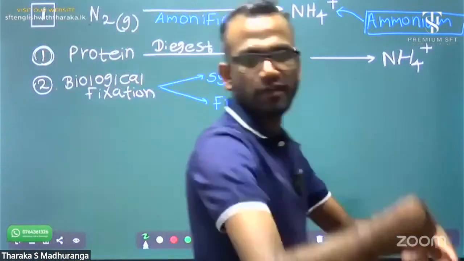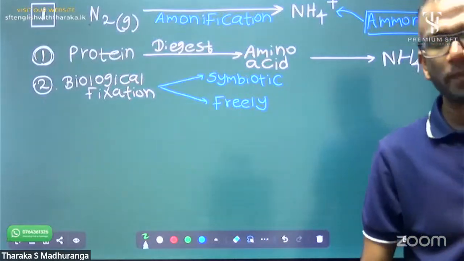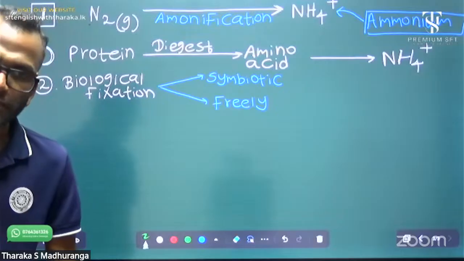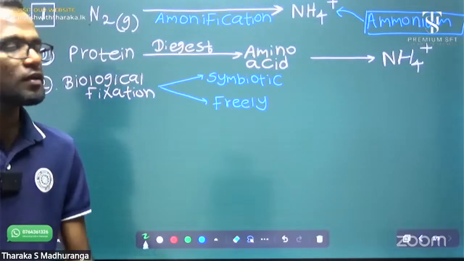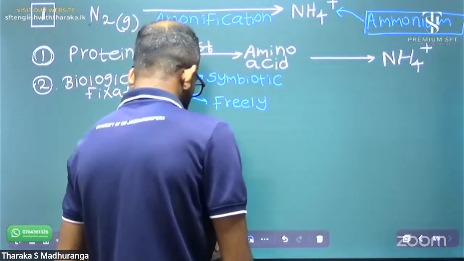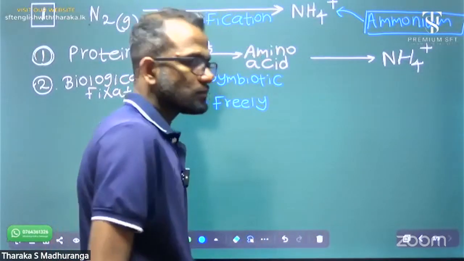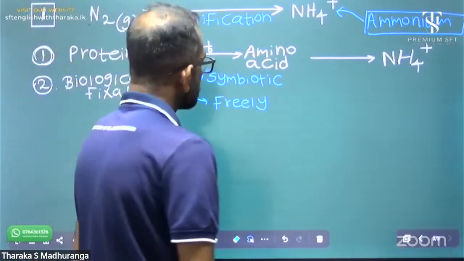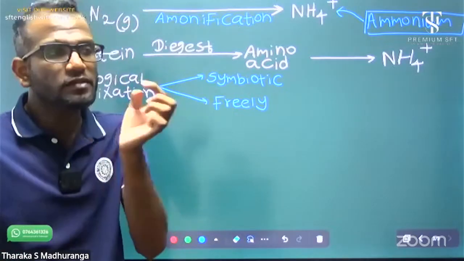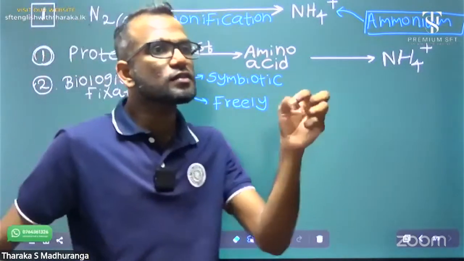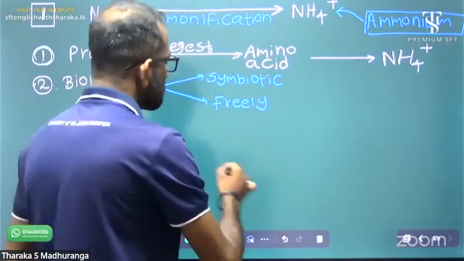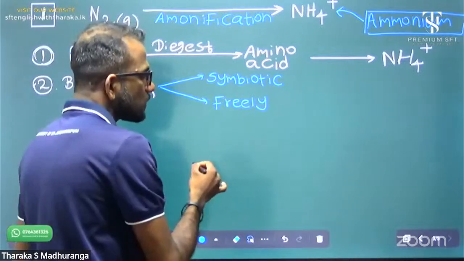They are simply in the soil, between soil particles, and they are involved in the nitrogen fixation process. A symbiotic example is rhizobium, which lives in the root nodules of leguminous plants. Do you know leguminous plants?